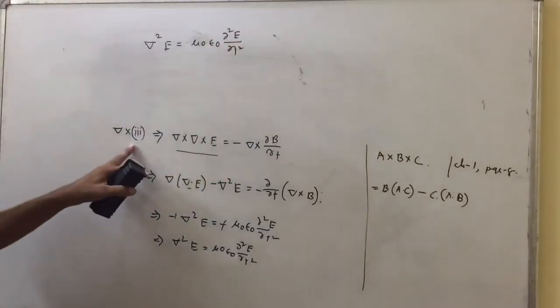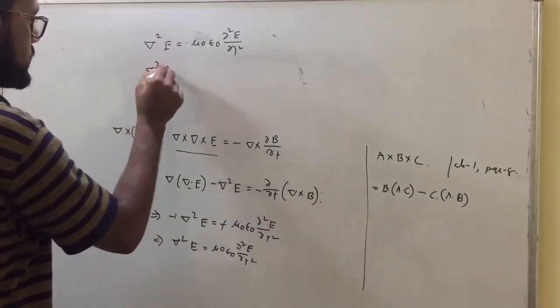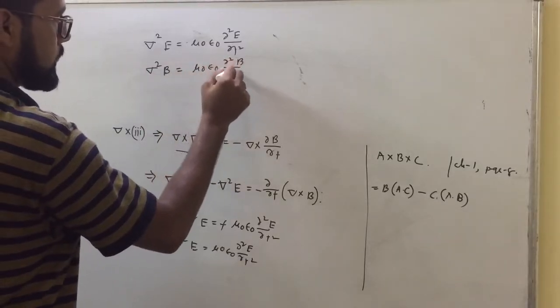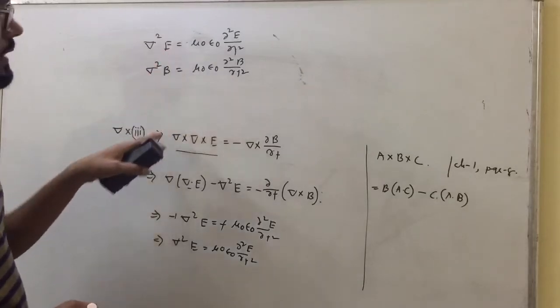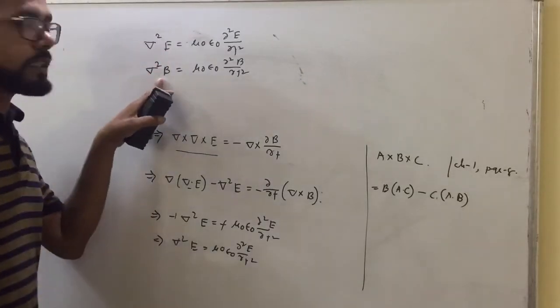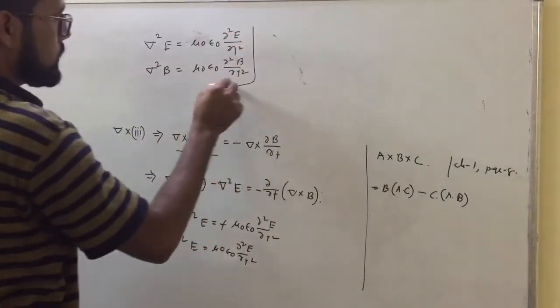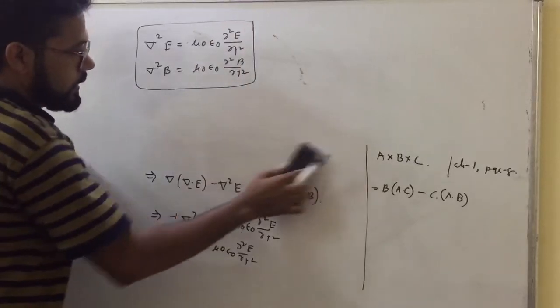Similarly, if I take the curl of equation number 4, you will get, I am not going to derive that part, I simply write del square B equal to mu naught epsilon naught del square B by del t square. It's nothing, just replace E by B. From where we can get, if you take the curl of equation number 4, you will get this equation. These two equations are wave equations in free space. Okay.